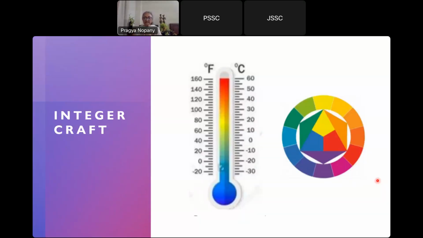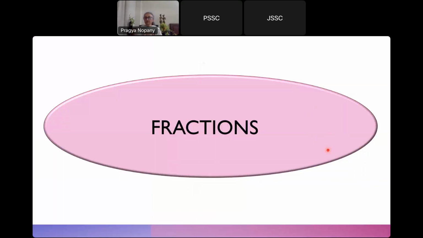So this is the integer graph that I was showing, the idea that is being shown, that 0 is depicted by this color and all temperatures above 0 are shown by these different colors. All temperatures below 0 are shown by these colors, and accordingly this daily chart of temperature has been made in this particular shape.